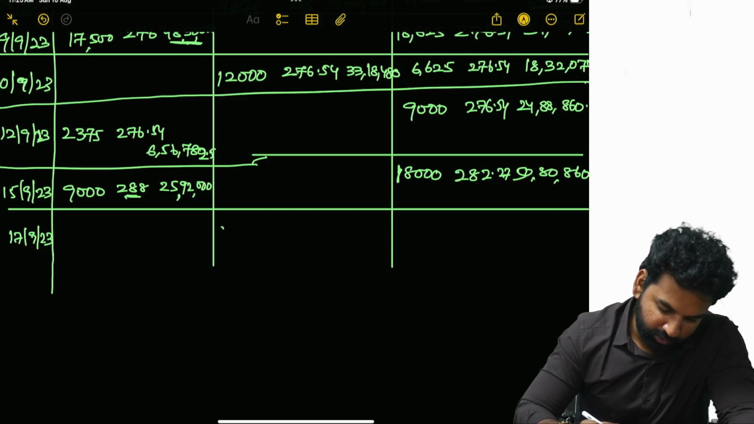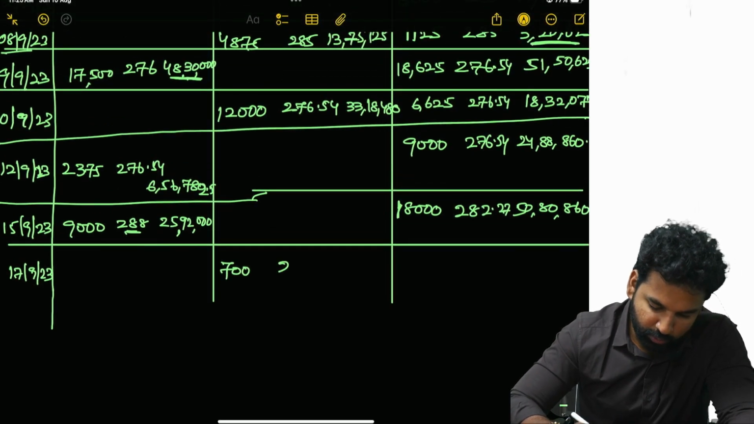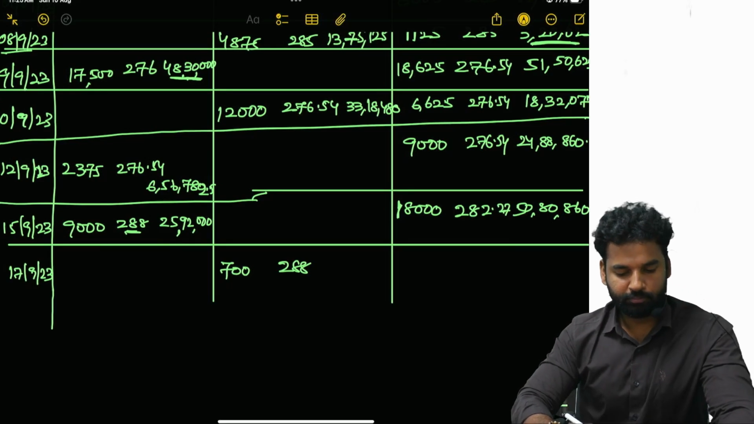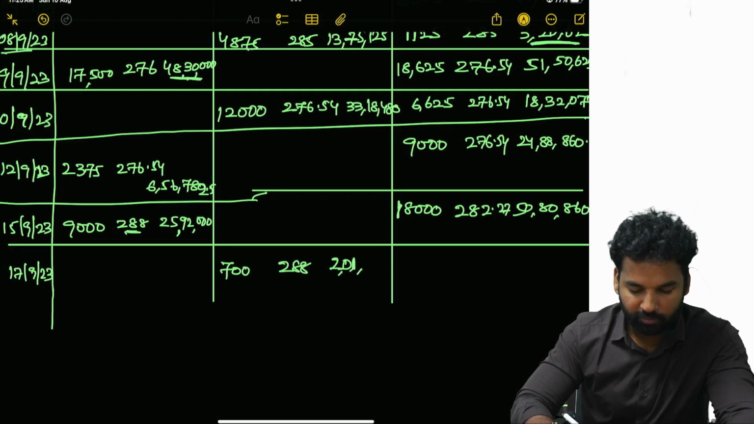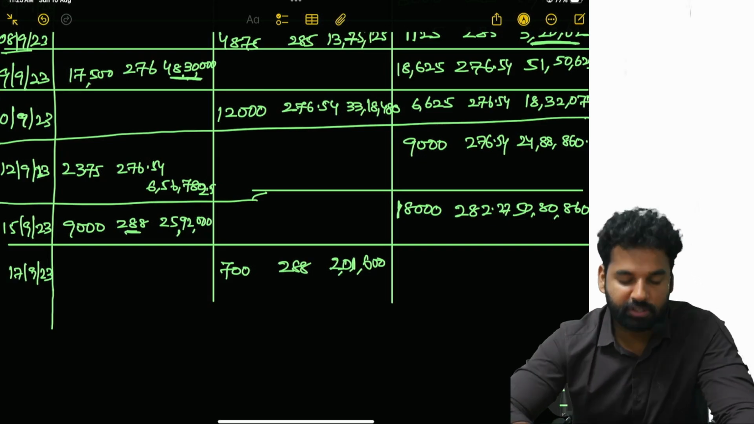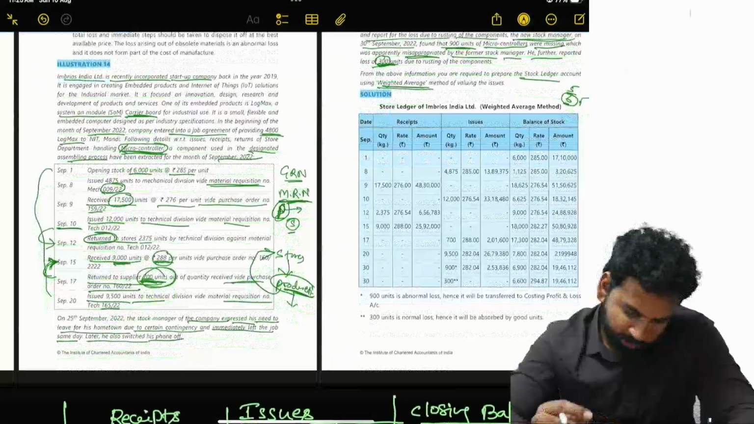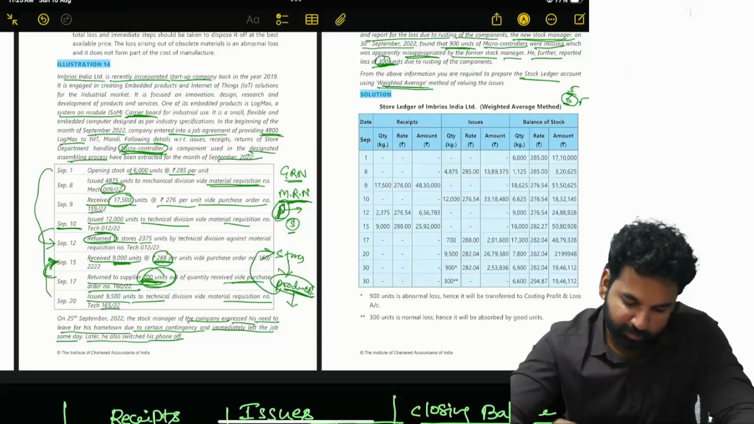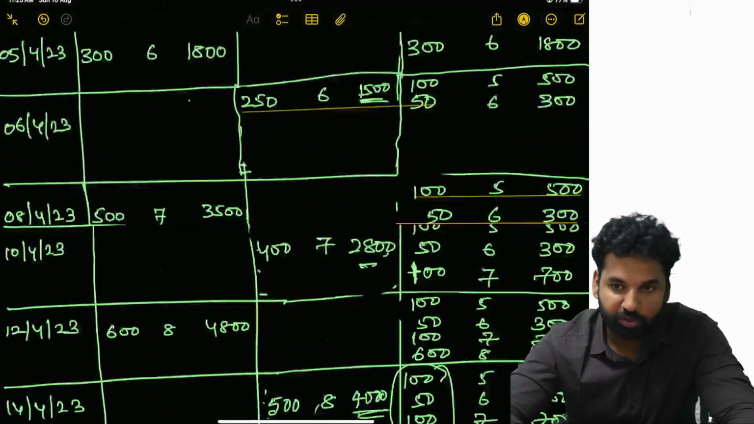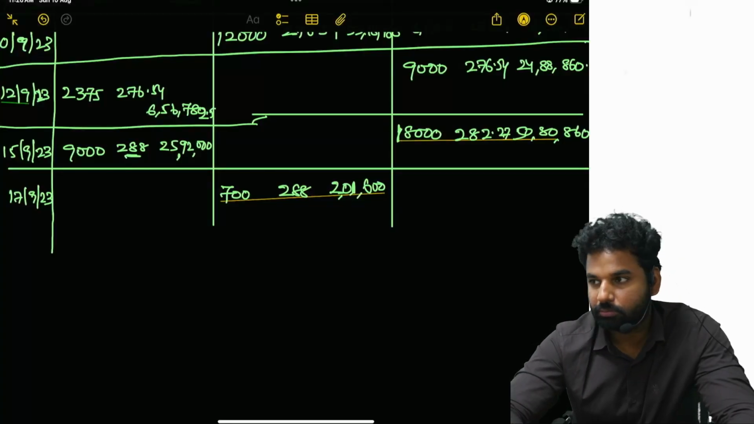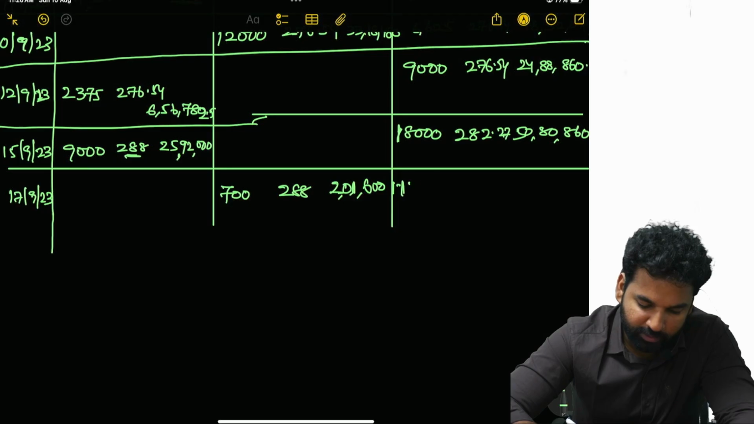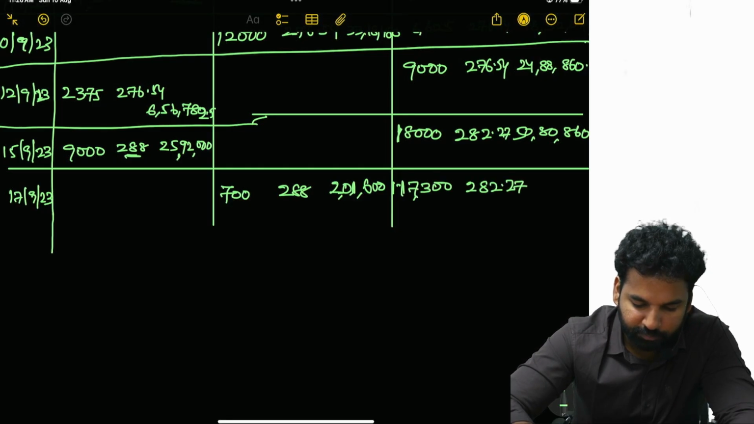Okay, so 700 issued at 288, then 2 lakh 1,600. So 2 lakh 1,600. Then remaining units will be how much? Remaining units, 18,000 units are there. Out of that 700 units have gone out. Okay, 17,300 will be the remaining material, valued at 282.27. How much?